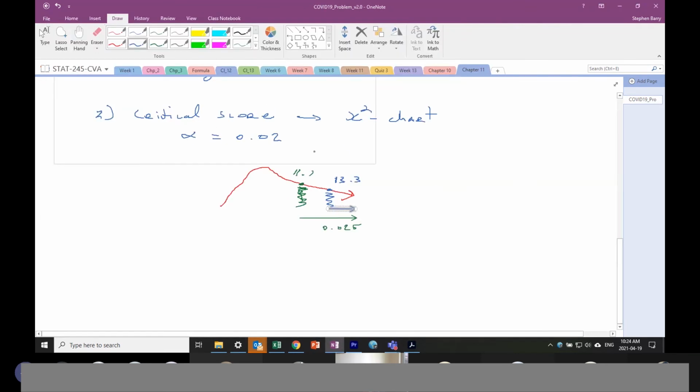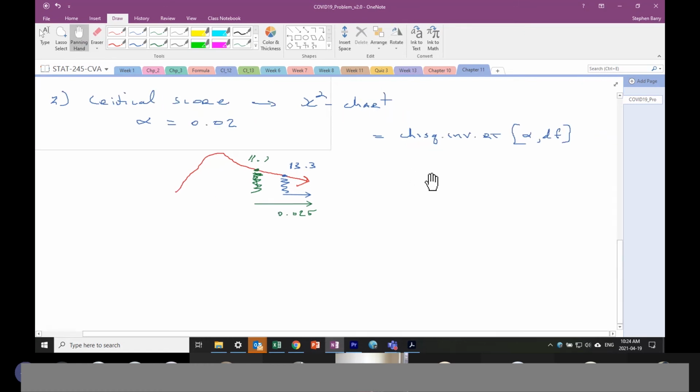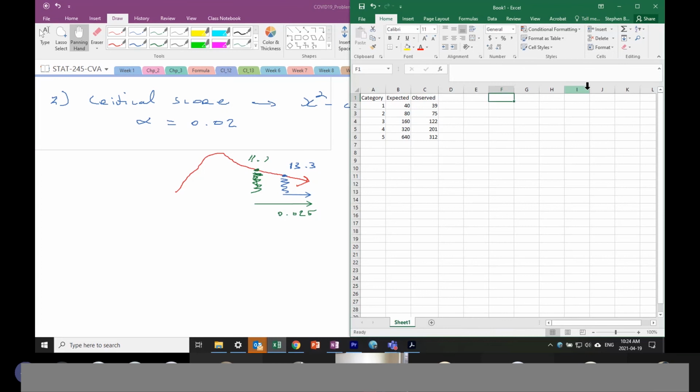So why don't we just use Excel? Excel can help us solve this. You go equals chi squared inverse right tail, and then they want your alpha value and then degrees of freedom. So you could do that right here. You can say, my critical score is going to be this one here, chi squared inverse right tail. And then you can get your exact probability. And as you see here, it's 11.7.